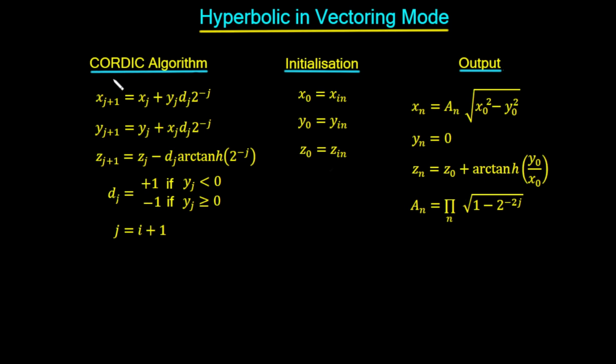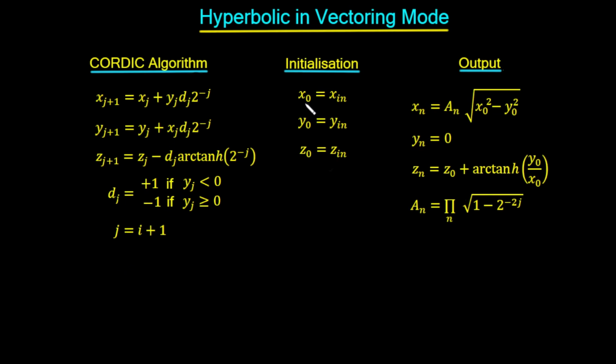So we start off with our CORDIC algorithm. Now note, first of all, that the CORDIC algorithm's subscript is now a value of j as opposed to a value of i. And we can relate these via j is equal to i plus 1. Now we'll see just in a moment why we have to do this.